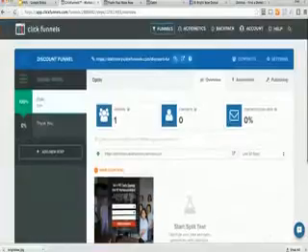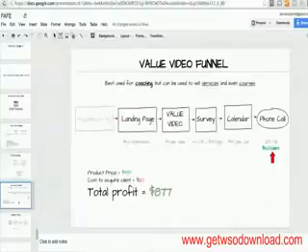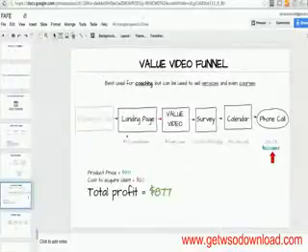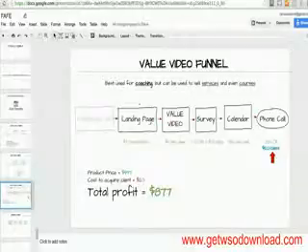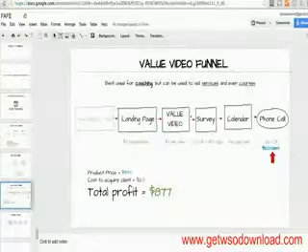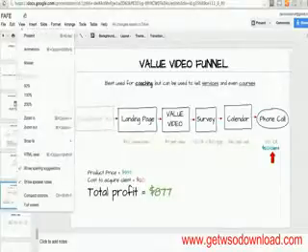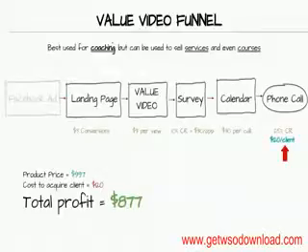So value video funnel, same exact thing. You create your landing page. You then take them to a page with a video. And then you take them to a survey page, a calendar page, a phone call. Let me cover this real quick, and I'll show you in ClickFunnels how you would do that quickly, but I won't build the whole funnel because we're on a bit of a time crunch. So let's say for a moment that you get $3 conversions to this value video funnel.